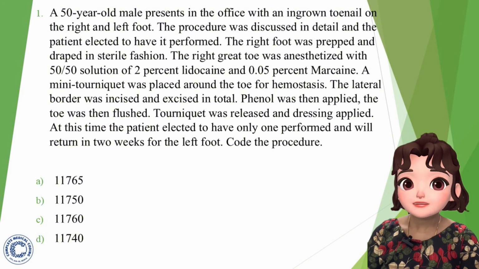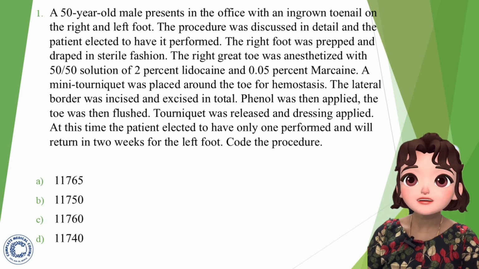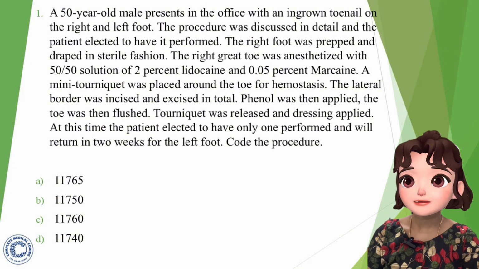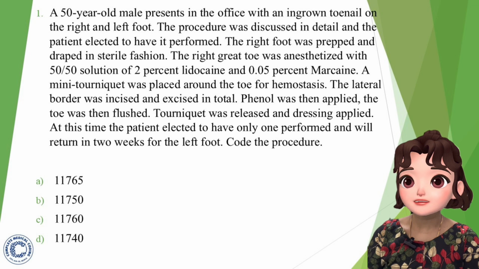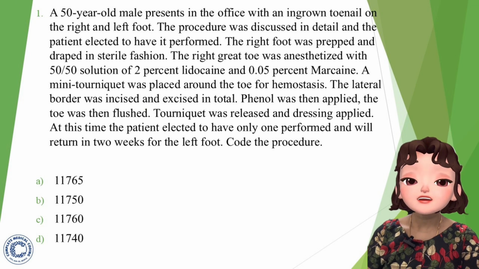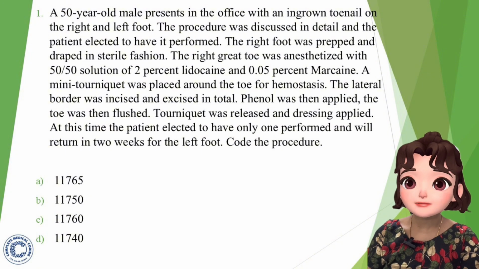Ingrowing toenail. Before the procedure was done, the doctor advised him to remove the ingrowing toenail of both left and right foot. But after doing only one, which side has been done? The right toe was done first, right? After finishing the right toe, the patient told the doctor that I'll be coming back after a few weeks for the left foot. So here bilateral is not done, only the right foot is done. Okay, so we have to code for the procedure.